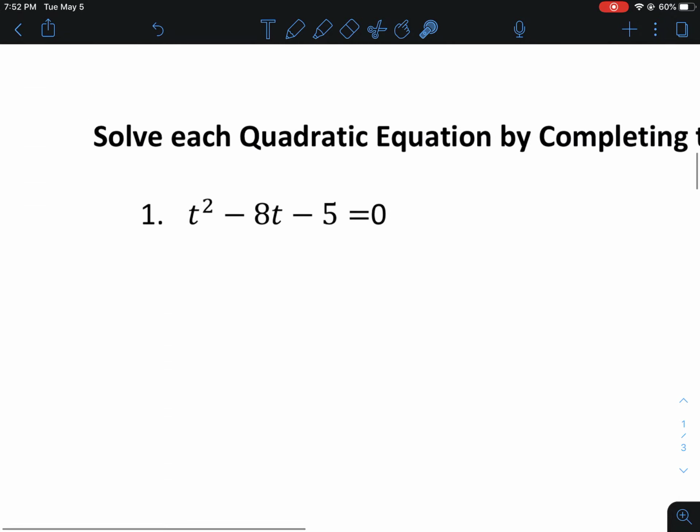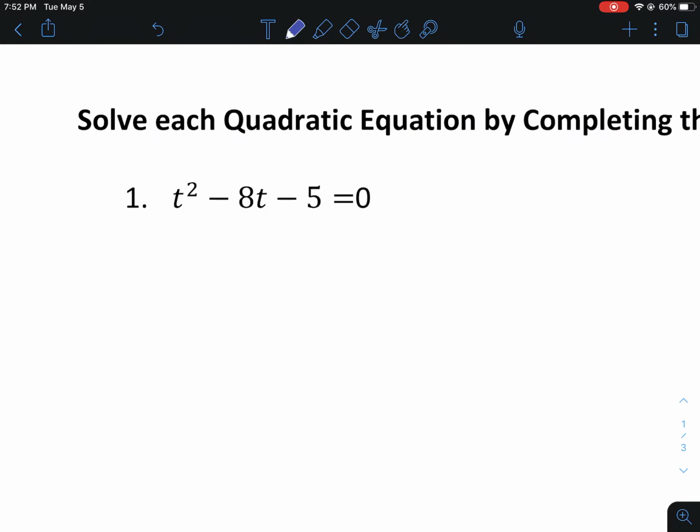Let's look at another example. So, I'm going to move this 5 over here. Get t squared minus 8t is equal to 5. And notice how I'm leaving the space here because I know I'm going to complete the square, right? So to complete the square, I want half of negative 8. So negative 8 over 2 squared is equal to 16. So I'm going to add 16 to both sides.